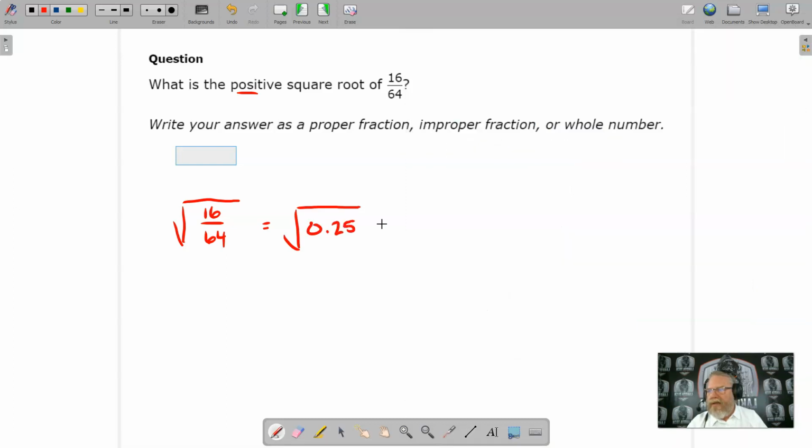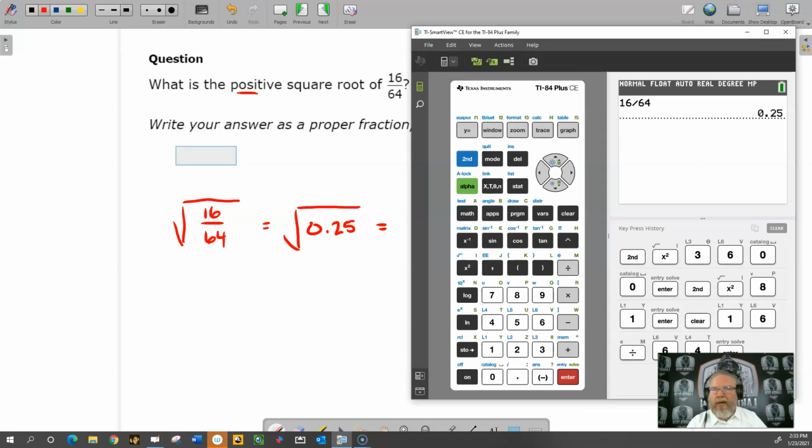0.25. So what if we took the square root of 0.25? What do we get? Let's go ahead and look again at the calculator. We already have the 0.25 in there, so we can use this nifty little answer. We don't have to retype the 0.25. So we'll look at how to do that. So we want the square root of that answer. So we're going to do the square root, second key, square root, and we want square root of our answer.